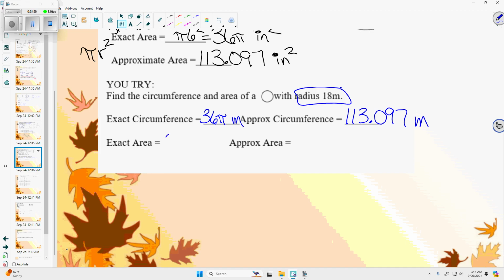Does everybody agree with 324 meters squared? Pi's got to be in there. 324 pi meters squared. Where did the 324 come from? 18 squared. Good. Okay, what is that as a decimal?